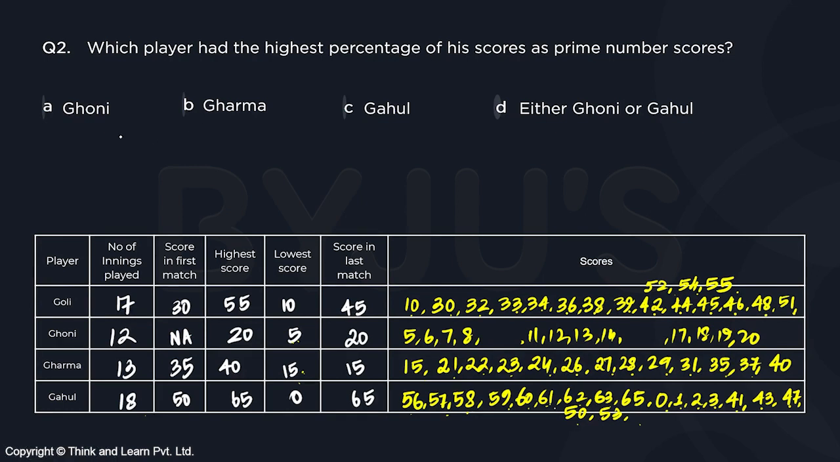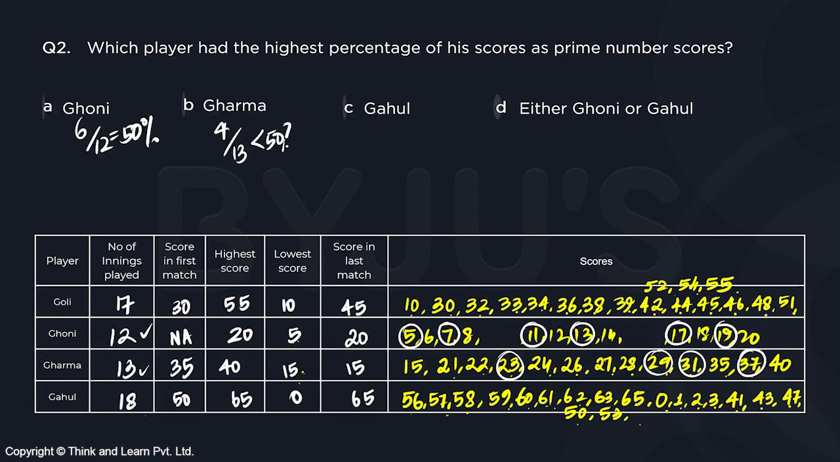So let's look at the options. Ghoni has 5, 7, 11, 13, 17, 19. So that's 6 out of a total of 12 innings, so this is 50%. If we look at the next option, Gharma, the prime numbers are 23, 29, 31 and 37. So this is 4 out of 13, which is definitely less than 50%. So B is not the answer.